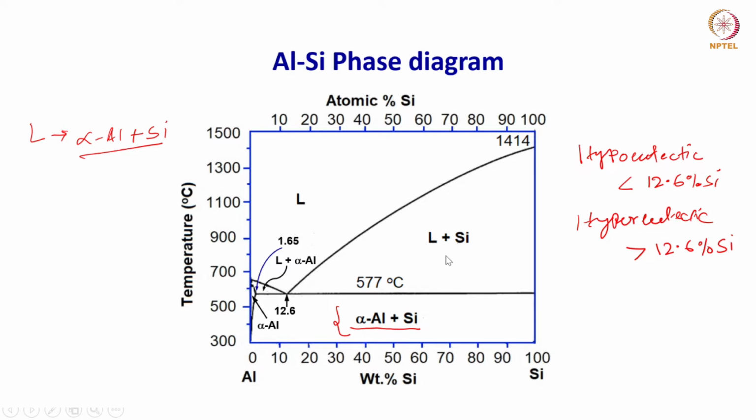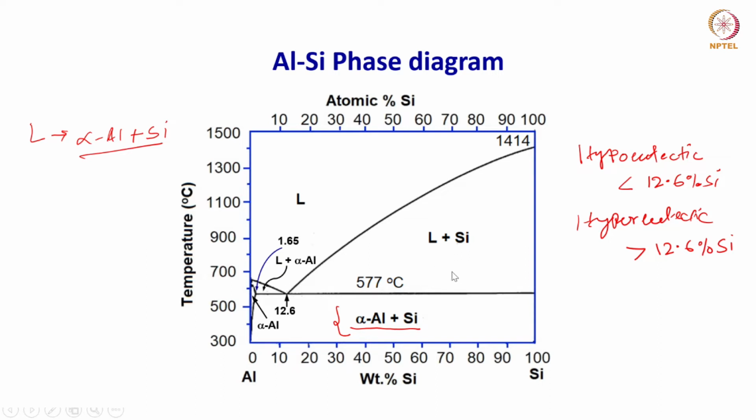Here the additional solid phase is going to be this silicon itself, what is known as primary silicon, okay? So apart from this eutectic, you will have this primary silicon particles, like how you had this alpha aluminium along with the eutectic in case of the hypoeutectic, right?